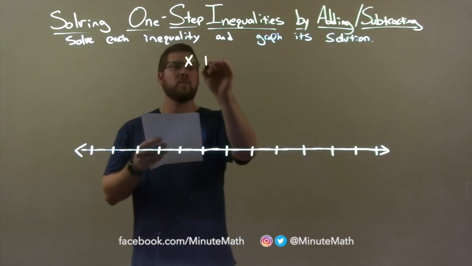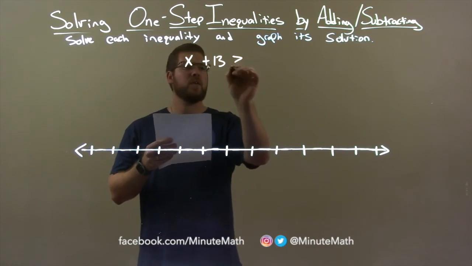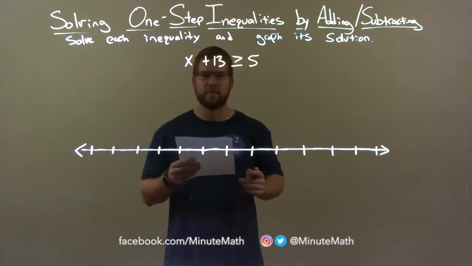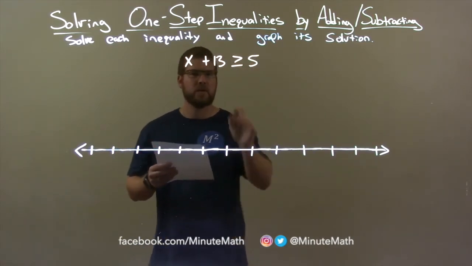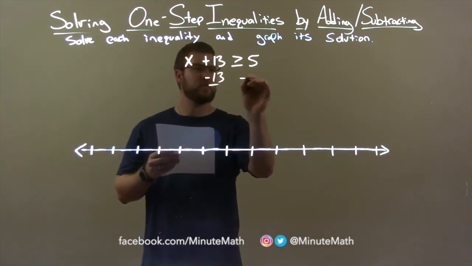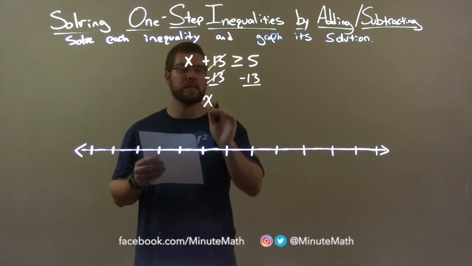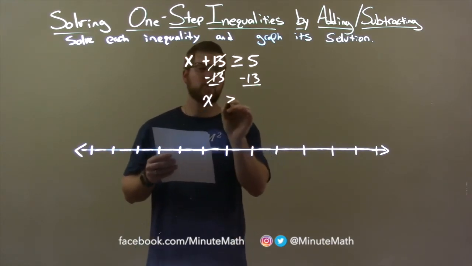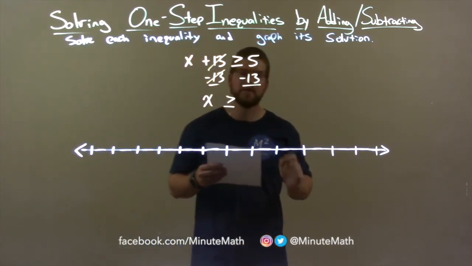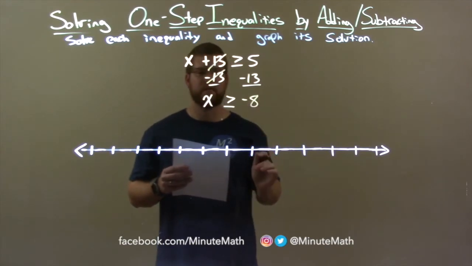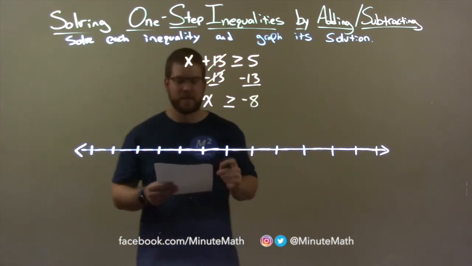x plus 13 is greater than or equal to 5. I want to subtract 13 first. And by subtracting 13 from both sides, x is now completely by itself. It's still greater than or equal to, but 5 minus 13 is negative 8. So now x by itself, let's graph it.